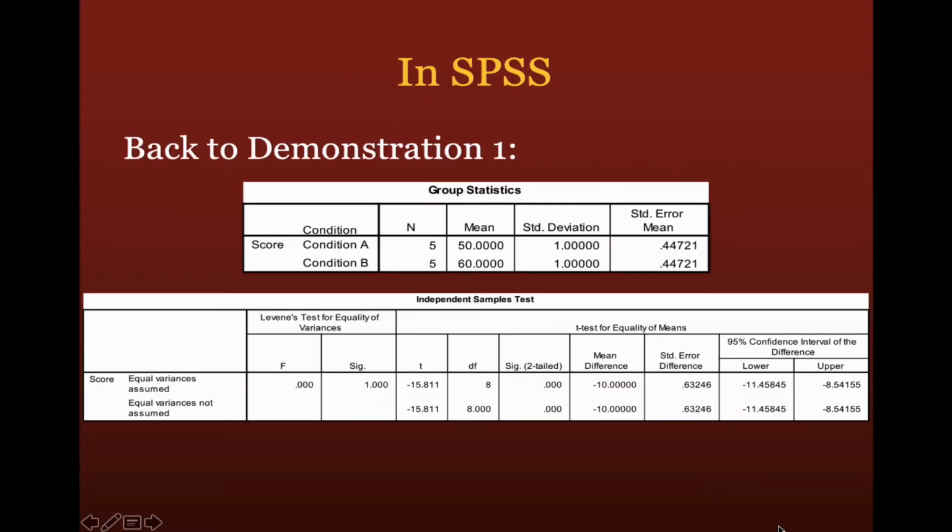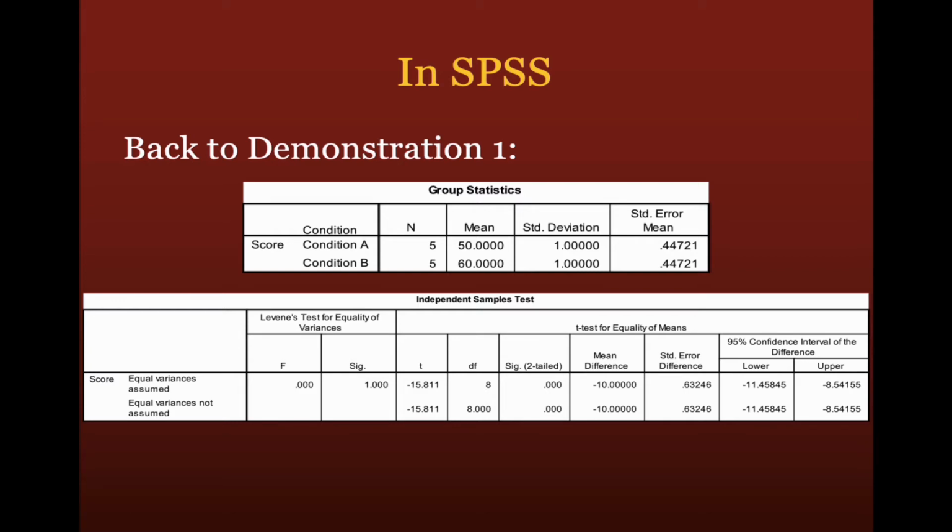Let's try another example. So this is now conditions A and B. Both conditions have 5 participants. The mean for A is 50. The mean for B is 60. They both have standard deviations of 1. Because our Levene's test is not significant, we can now use the equal variance assumed in that second box here, which gives us a t-value of negative 15.811. Again, 8 degrees of freedom because we had 10 participants.